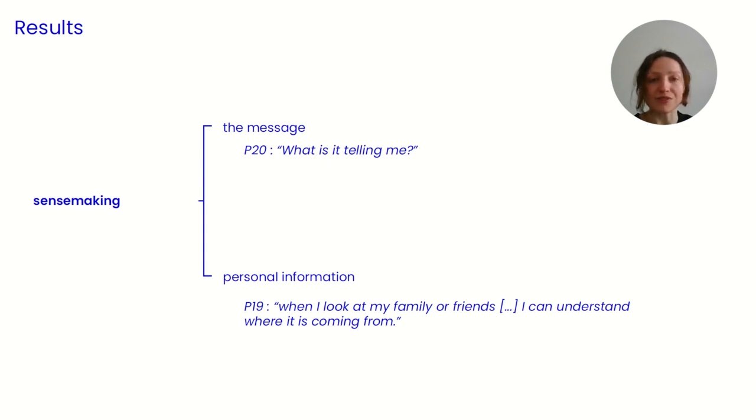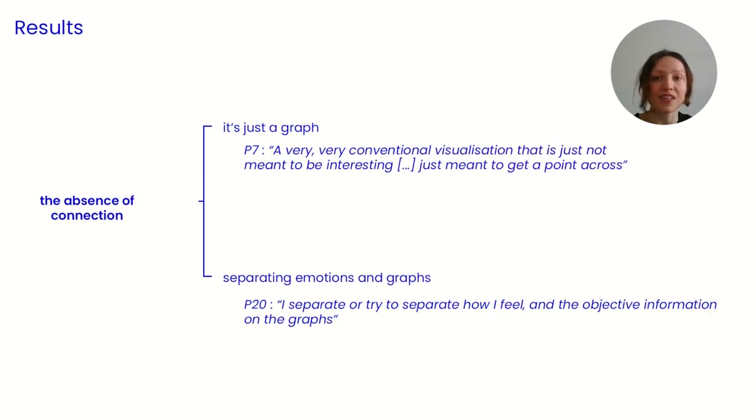The second cluster concerns sense-making. In order to make sense of the visualizations, participants either looked for the message of the graph and what it was telling them, or they looked for personal information, such as their home country. This was needed, according to them, to relate to the visualization. This brings us to our last cluster, which focuses on the absence of connection.